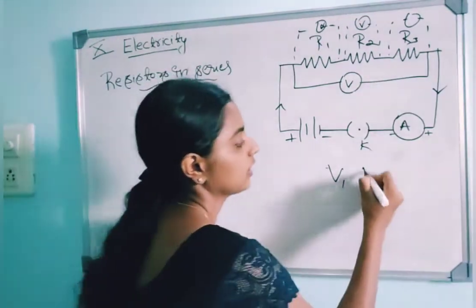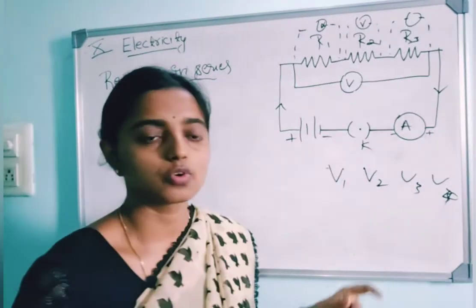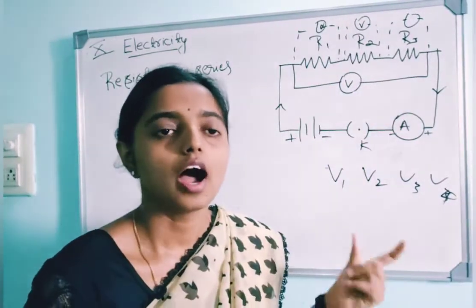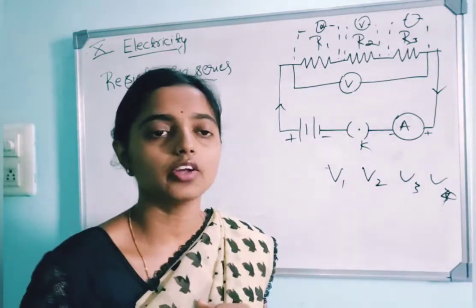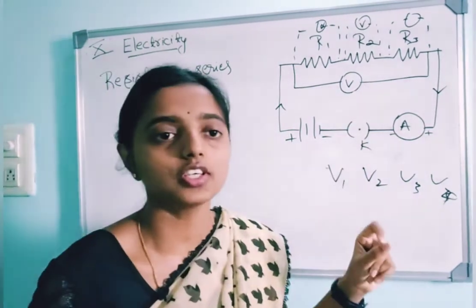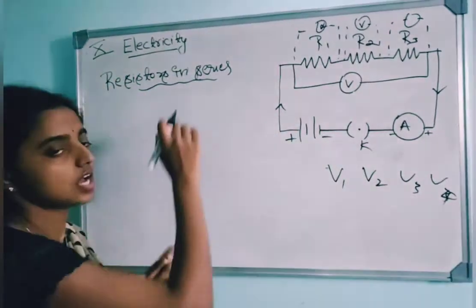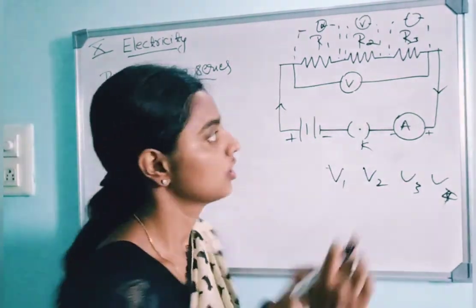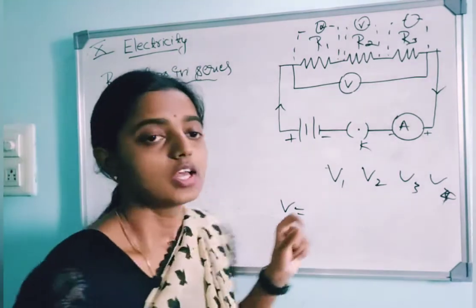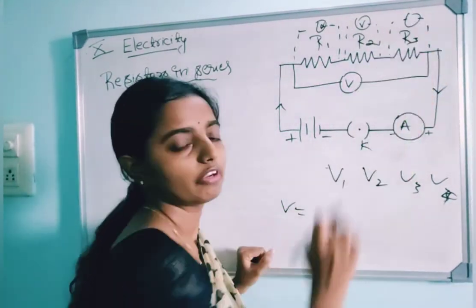Now I saw that I was getting different values. Wherever I connect the voltmeter in parallel in this circuit, I get different values. That means the potential difference is not constant when the resistors are connected in series. Whatever V I got here, this V is equal to the sum of the values V1, V2, V3. Clear?